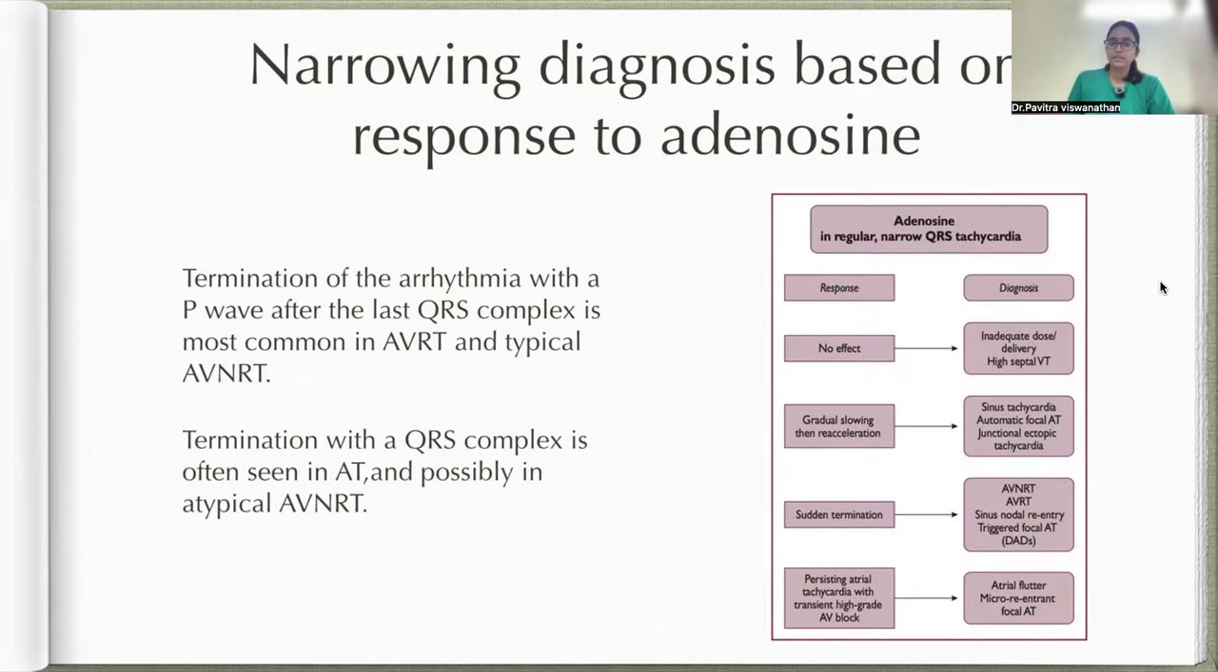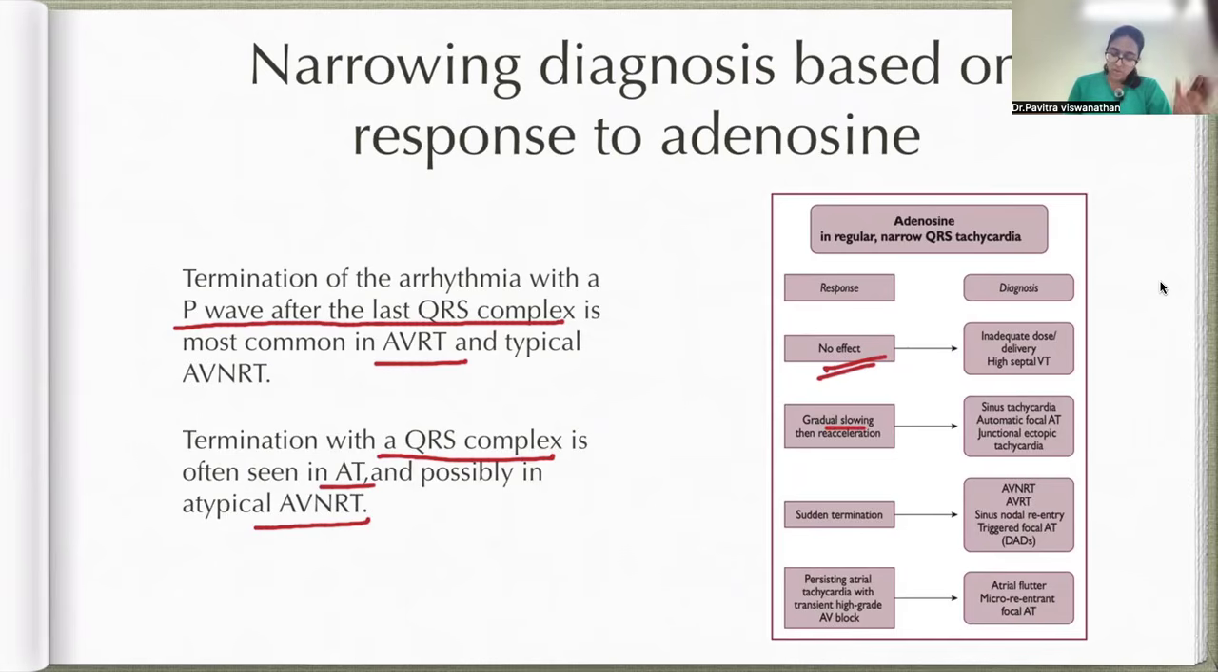So, depending upon how the patient is responding to adenosine, you can find out what it is. If you see termination of the arrhythmia with a P wave after the last QRS, it's probably an AVRT. If it is terminating at or with a QRS complex, then it's possibly an atypical AVNRT or an AT. So this is how you identify whether it is AVNRT, AVRT, or an atypical one. Suppose the response is no effect. We already discussed that your diagnosis of SVT is not there, or your medication has not gone.